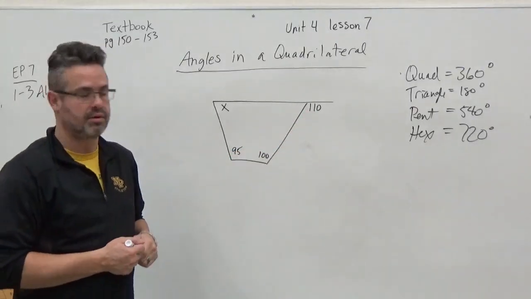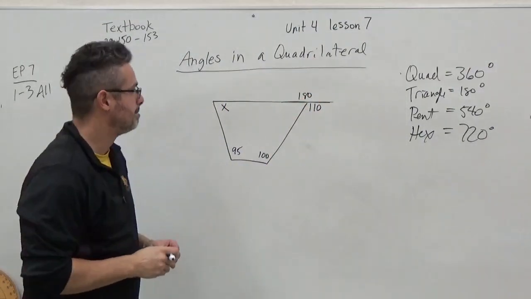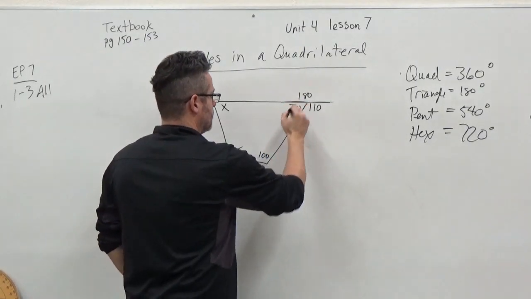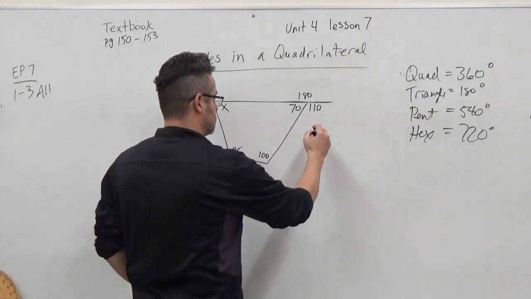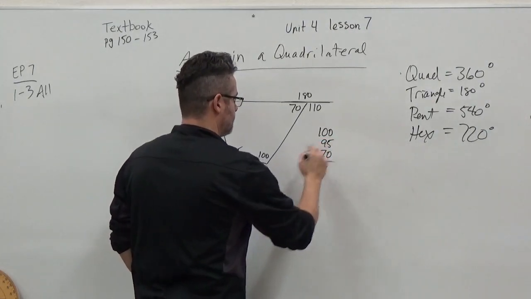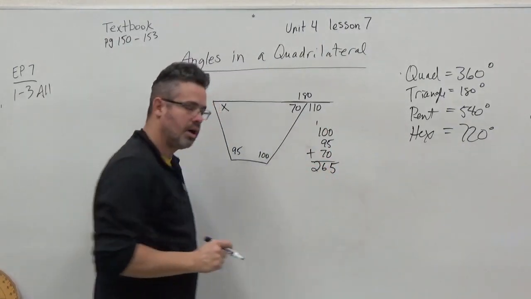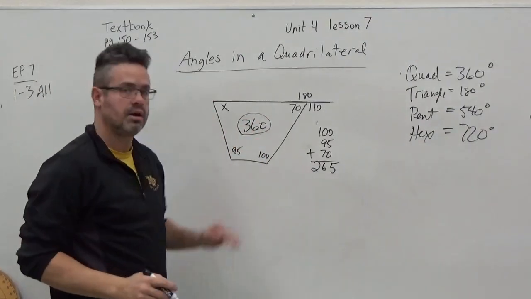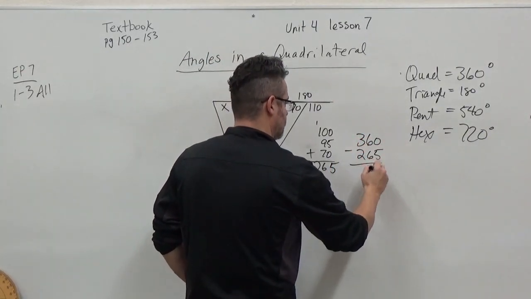Obviously, they gave us this one for a reason, because we know that a straight line is 180 degrees always. So this we should be able to find. 180 minus 110 is 70. Now we have 3, and we can figure out x. So we're given 100, 95, 70. Let's add them all up. 265 degrees out of 360 are used up. So 360 minus 265 should leave us with 95.